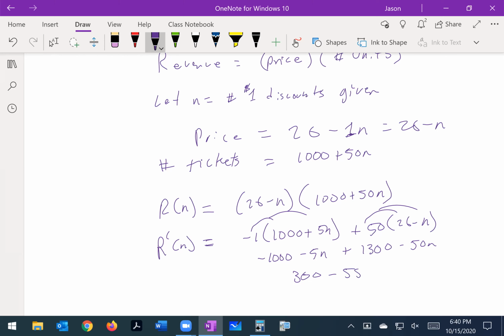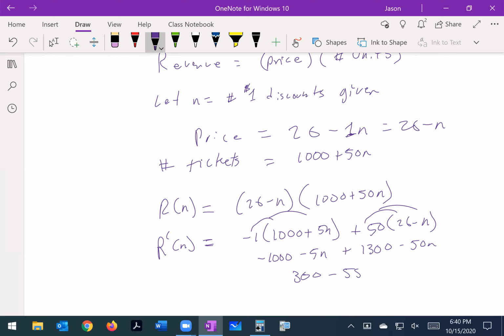Did I do that right? Professor, wouldn't it be 50N instead of 5N? Yes, thank you. Yes. 50. Yeah. 50. There we go. Thank you. Yeah, something wrong there. So this is minus 100N. Okay, so I'm going to add 100N to both sides. So I'm going to get 300 is equal to 100N. Divide by 100. And so N is equal to 3. So I'm going to give 3 discounts.